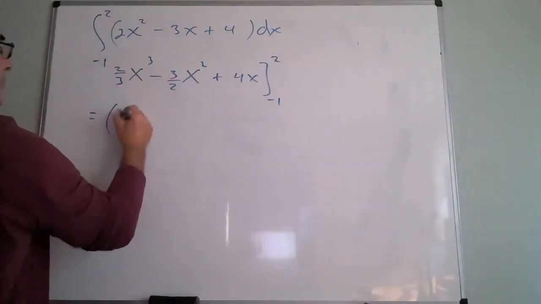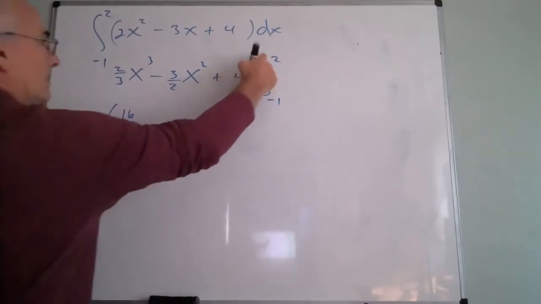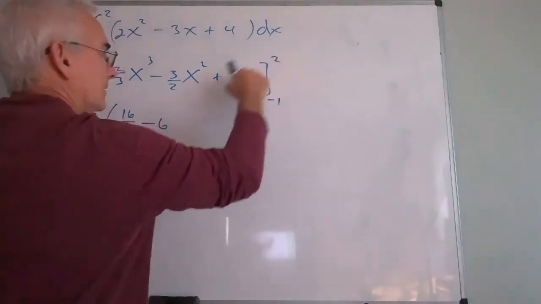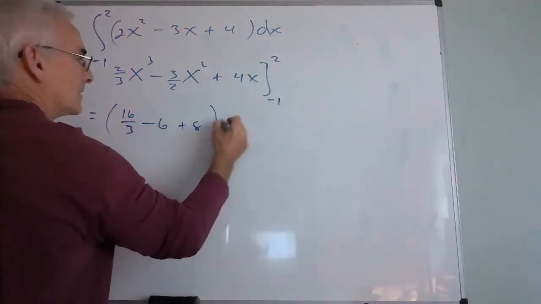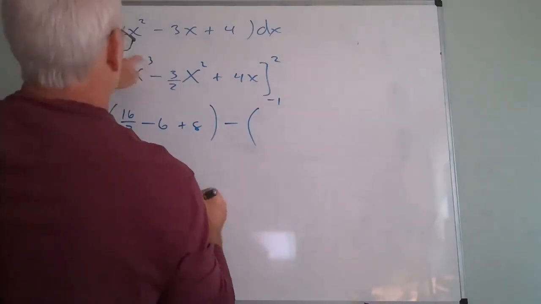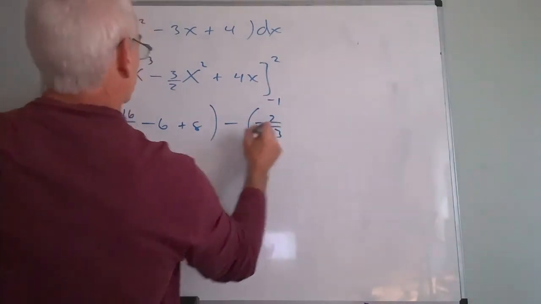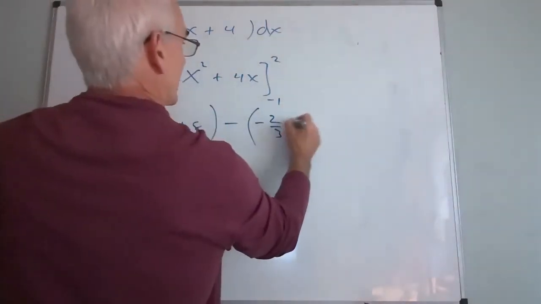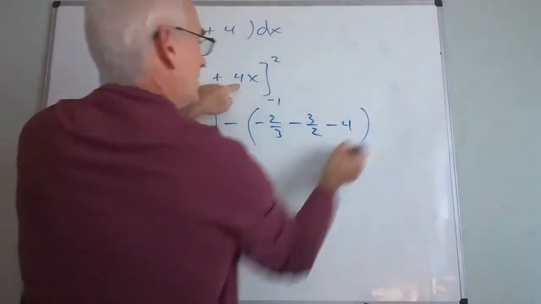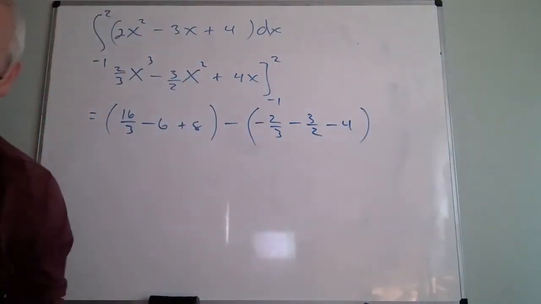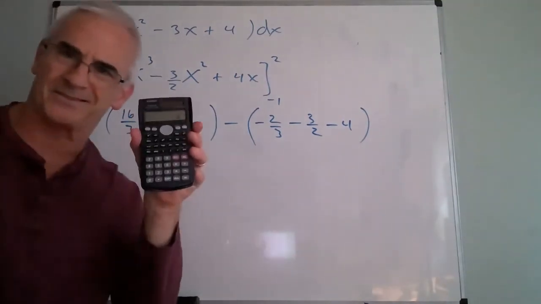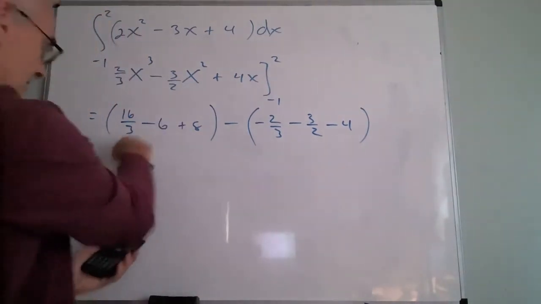So when I put that in, 8 times 2/3, so that's 16/3. 4 times -3/2, so that's -6, plus 8. I put in the -1. So -1, when I cube it's -1, so that'd be -2/3. 1, so -3/2. -1, so -4. All right. Don't sit there and spend a few minutes doing common denominators and all that. Just use your calculator and use the fraction key.